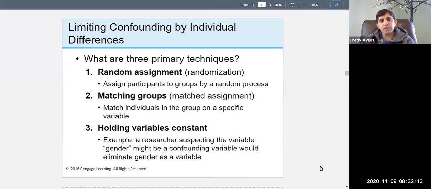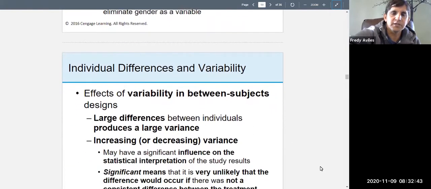You can also hold variables constant. We talked about that already. An example would be a researcher suspecting the variable gender might be a confounding variable, would eliminate gender as a variable. You can eliminate gender and, let's say, run your experiment with only females or only males. That's holding constant. Okay. We talked about this already. Okay, but that's ways. There are ways to limit the drawbacks, the weaknesses of between subjects experimental designs.